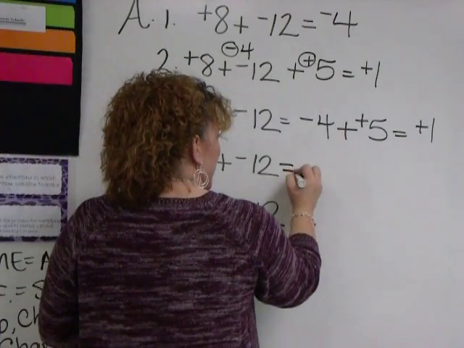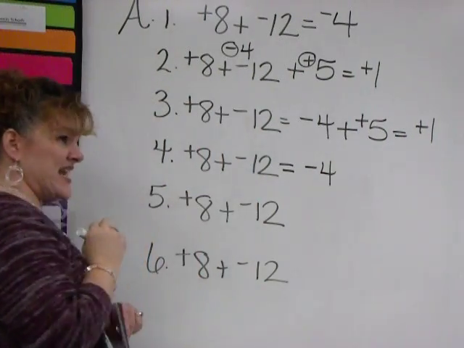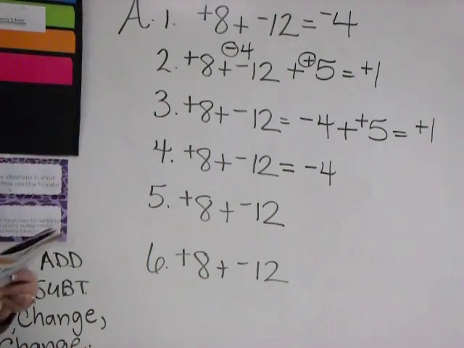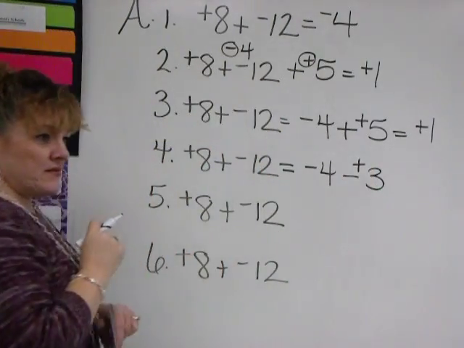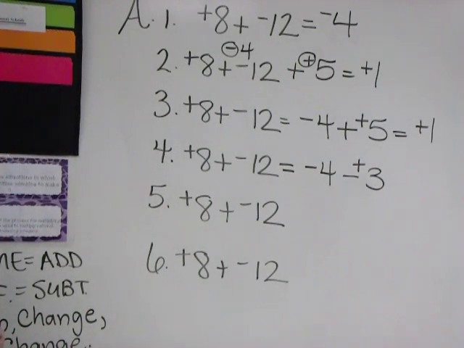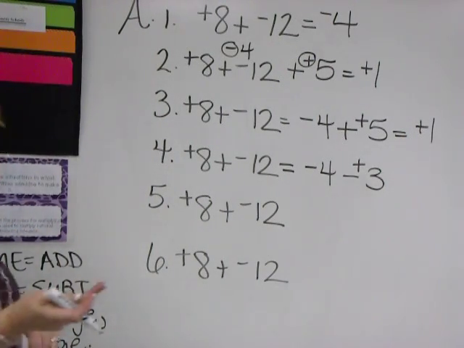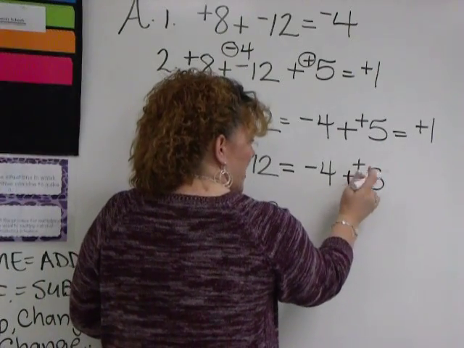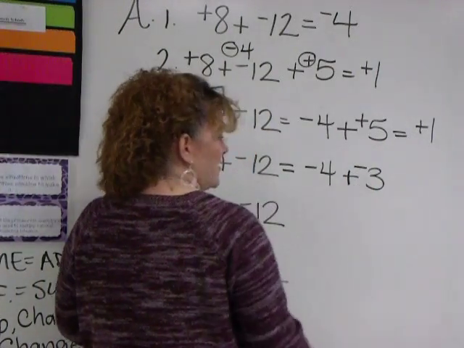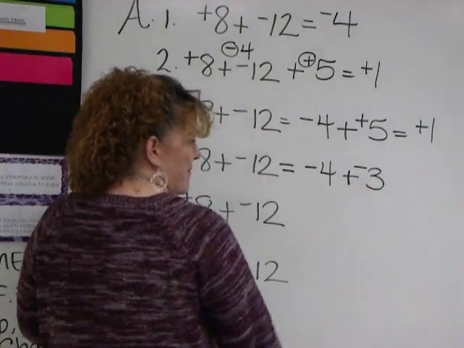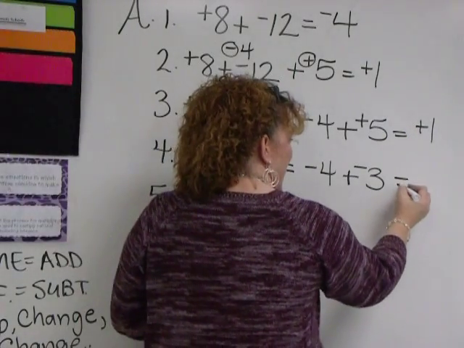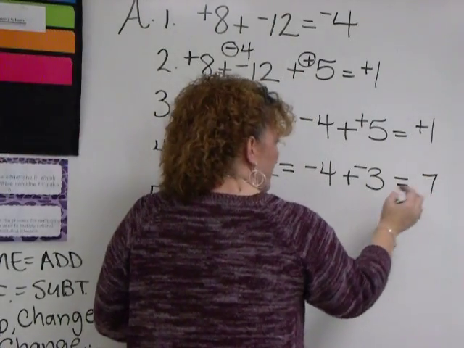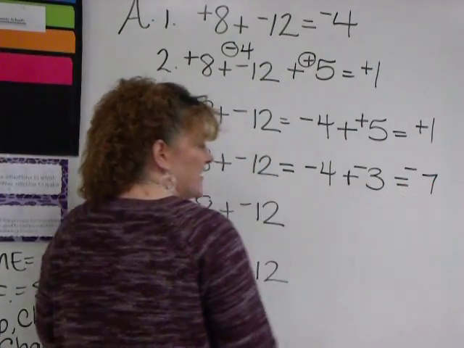Now, we already again know that the original board is a negative 4. Number 4 wants us to remove 3 black chips. So if I keep, change, change, now the signs are the same. What do I do? Add. 4 plus 3 is 7. They're negative, so it's negative 7.